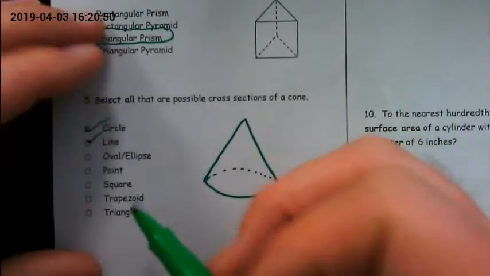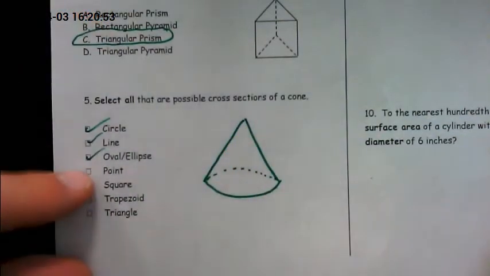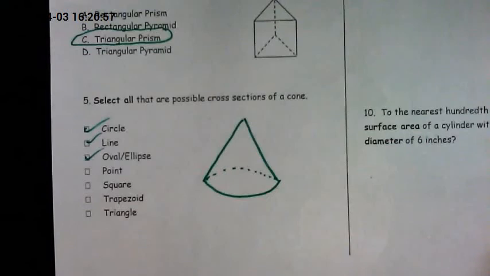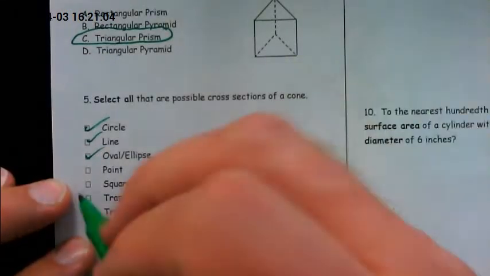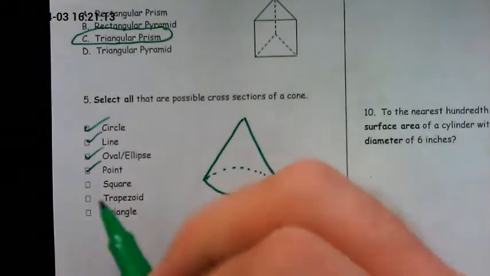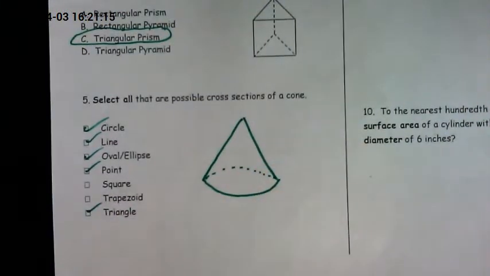I got rid of it, but you guys might remember that from class. A point. Can we have a point? Yes. If we had a parallel plane that was sitting right on the very top of the cone, just like that, it would only touch the tip, and it would be a point. Could you have a square? No. Could you have a trapezoid? No. Could you have a triangle? How? Cut it in half. So vertically, cut it in half, straight through the vertex, it would be a triangle. All right? So all those things.